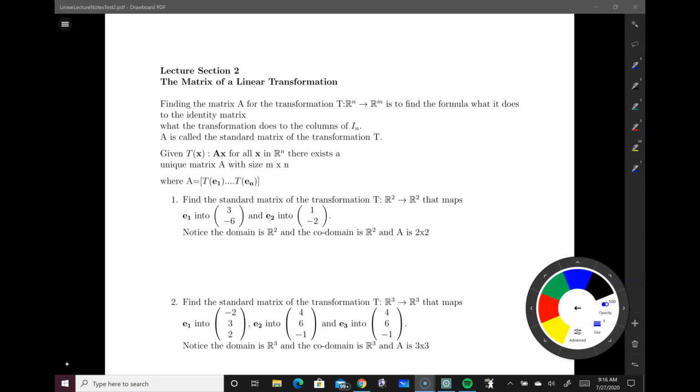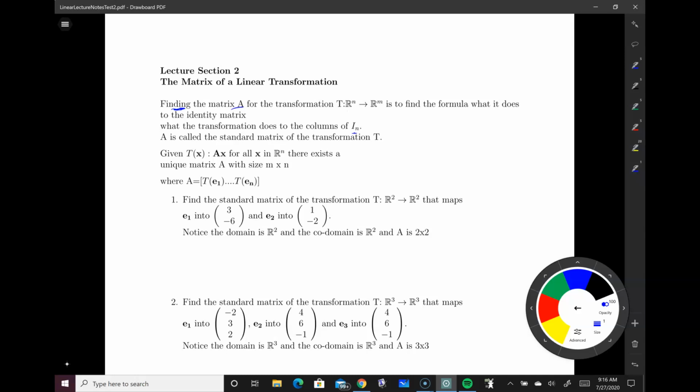All right, so continuing on with linear transformations, we're going to be finding the matrix A that does the transformation from Rn to Rm. So we're going to be finding that m by n matrix. How we're going to do that is we're going to look to see what it does to the columns of I.